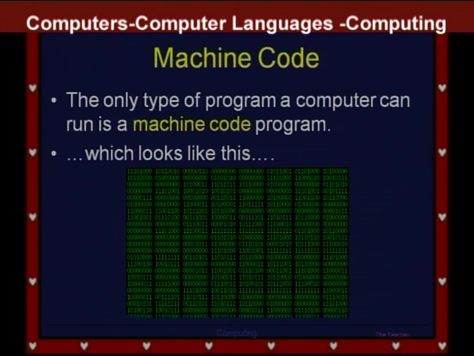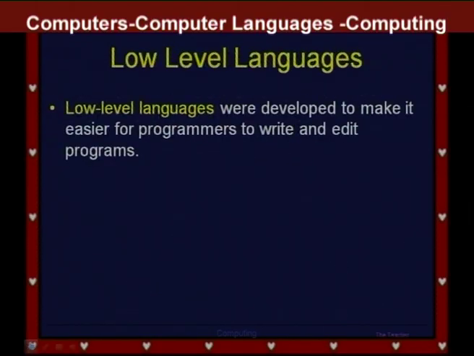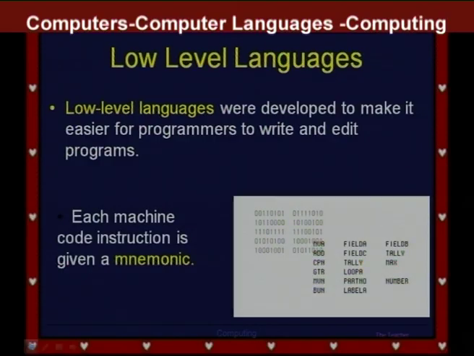So the answer is, the only type of programming a computer can run is a machine code program. That means it is the only language which is understood by the machine, that is zeros and ones, that is the machine language. You can explain that. So similarly, the next question, what is low level language?